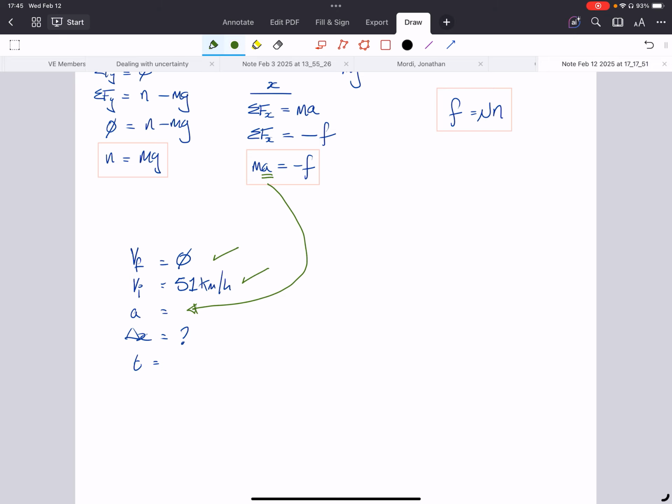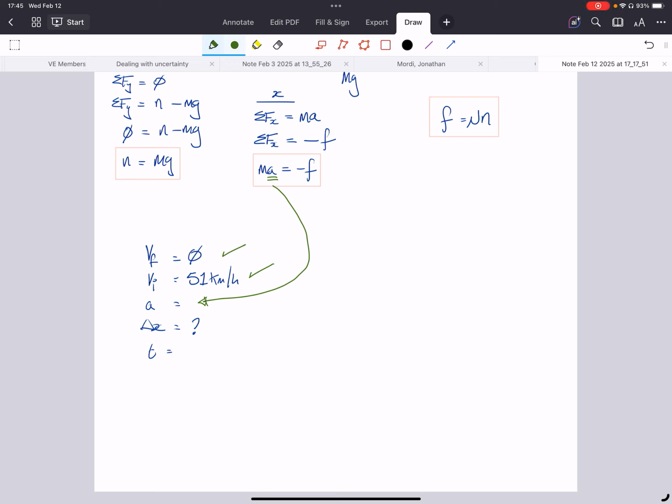variable? Well, let's see. If I want to solve for the acceleration, I would need to know the mass of the car. And gosh, I don't seem to be given that. And I would also need to know the size of the frictional force on the car. And I don't seem to be given that either. So does that mean that the whole problem is impossible?